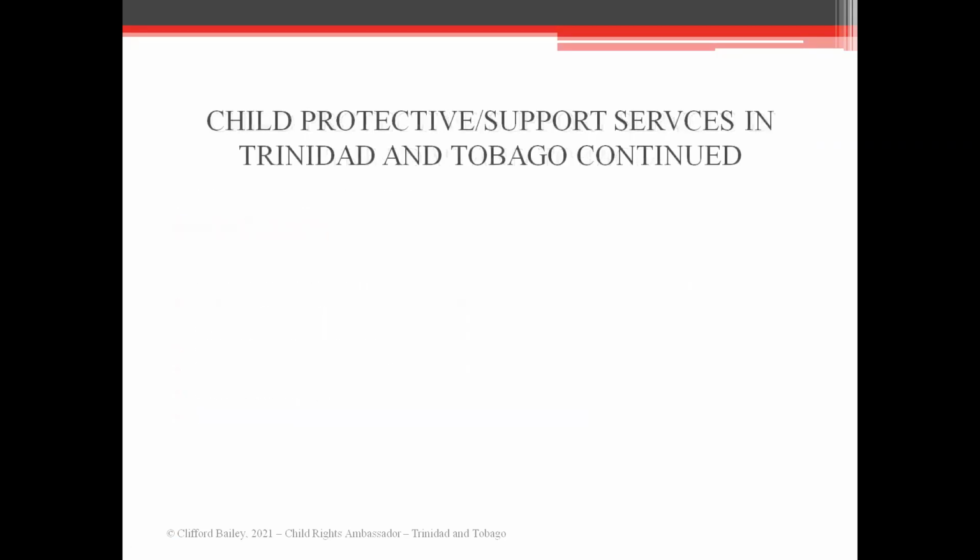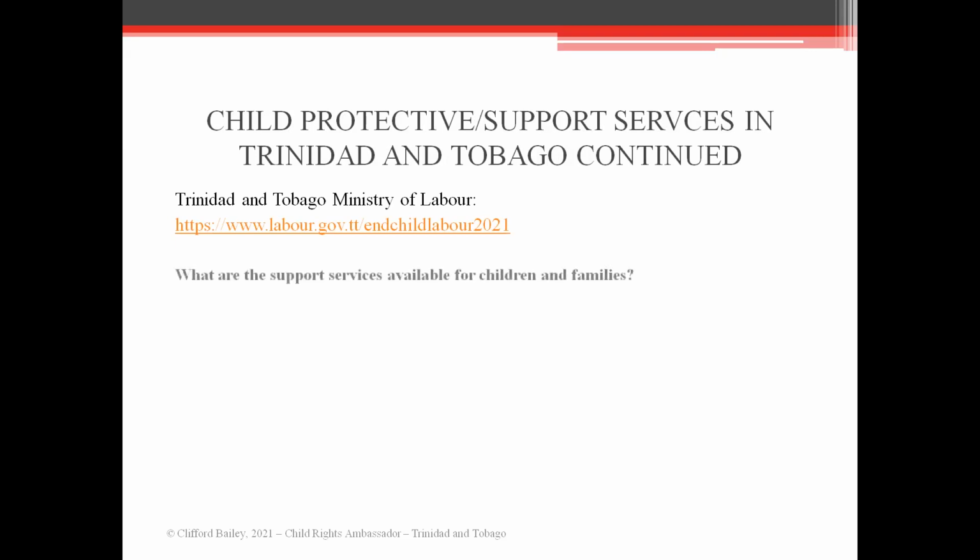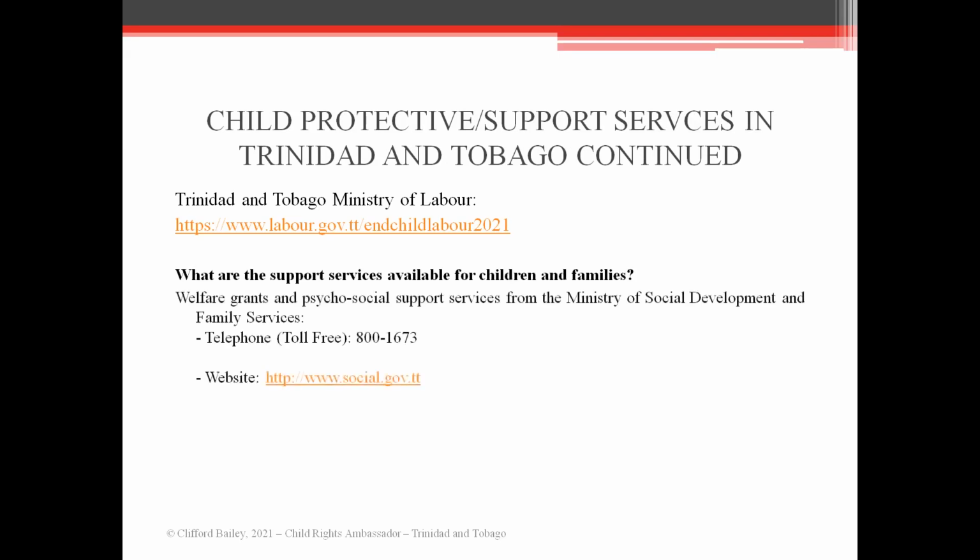We go now to the Ministry of Labour of Trinidad and Tobago. The website link from which the following information was taken is here: www.labour.gov.tt/endchildlabour2021. What are the support services available for children and families? Welfare grants and psychosocial support services from the Ministry of Social Development and Family Services. Their toll-free telephone number is 800-1673.